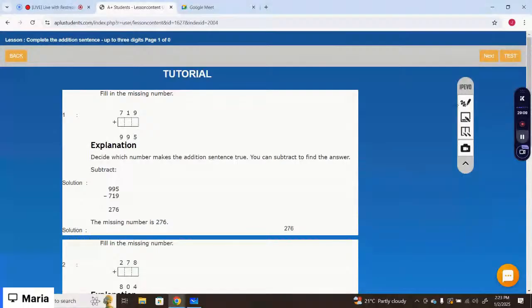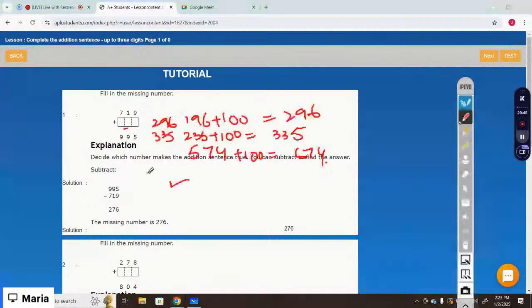Fill in the missing number. 719 plus the missing number, and you are given the sum that is 995. You are given one of the numbers, the missing number, and the sum. So, how do we find the missing number? When you are given the sum and one of the numbers, how do we find the second number? We have to subtract the given number out of the sum, right?